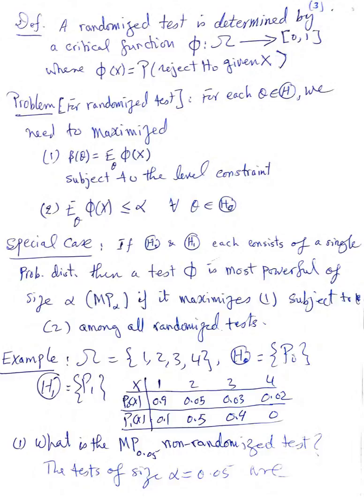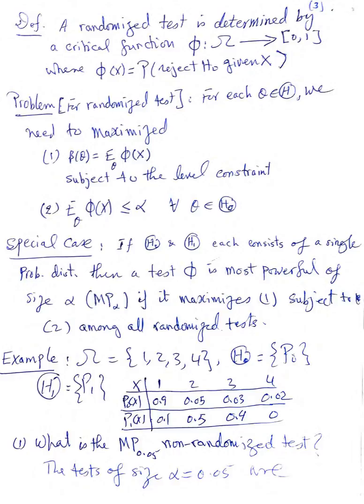Now for the randomized test, we can define it as phi, a function from the sample space to just the interval [0, 1]. Interval [0, 1] because it's a probability. So phi(x) is the probability of rejecting H0 given x.